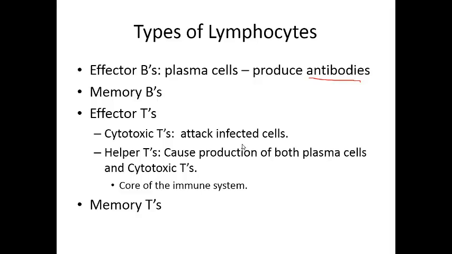Helper T cells are considered the core of the immune system and are arguably the most important lymphocyte within the immune system. These helper Ts we're going to see are going to cause the production of both plasma cells, which are going to create antibodies, and cytotoxic Ts, which are going to kill off any infected cells within the body. Finally, the last type of T is going to be the memory T, which again remains in your bloodstream in the case of a recent second exposure.